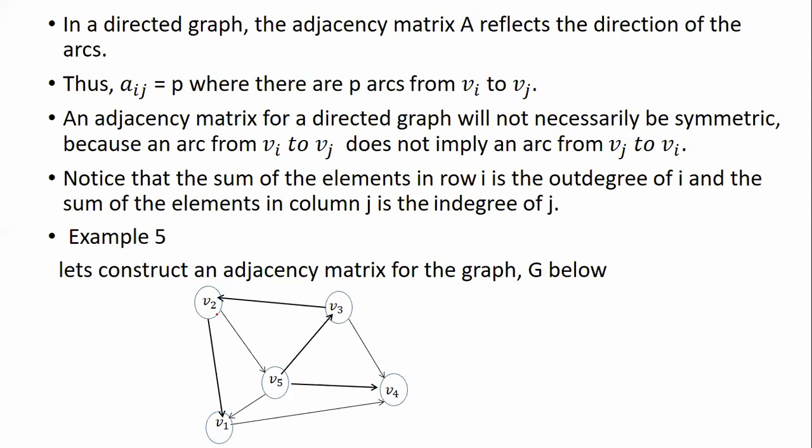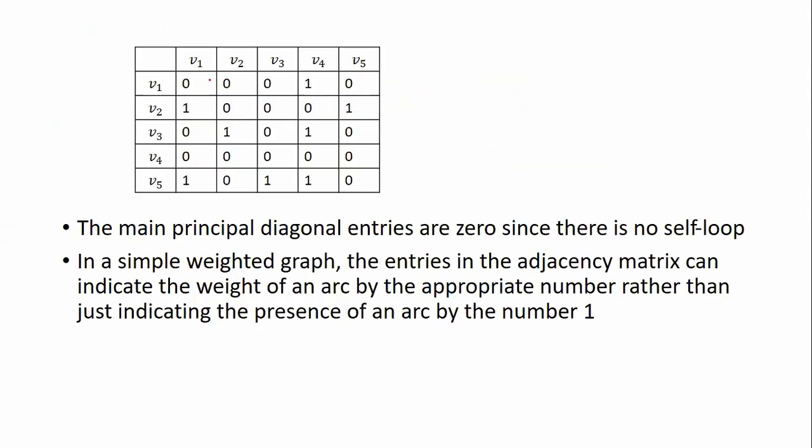Digraph is not symmetrical. V2 to V2, no loop here, so that one is also 0. V2 to V3, what are you going to get? 0. V2 to V4, 0. V2 to V5, 1. Good. So we get this.